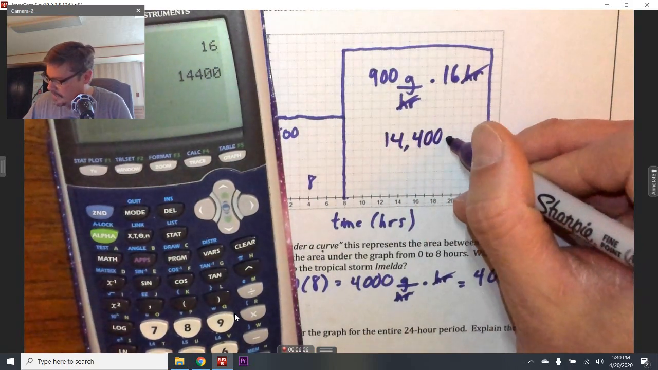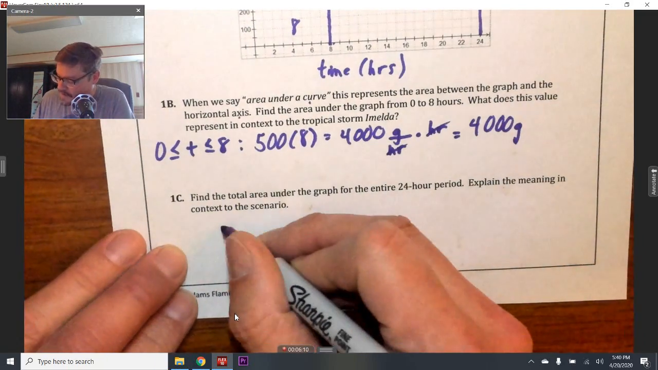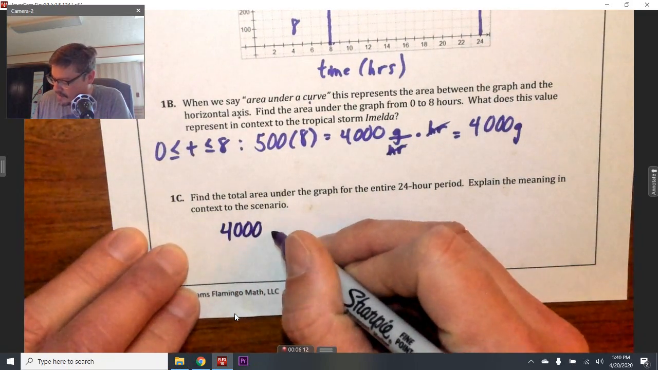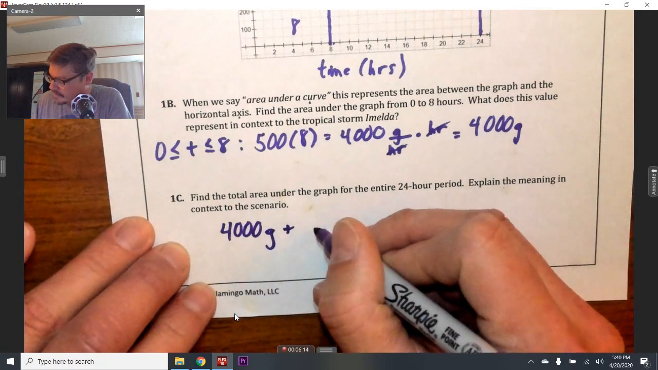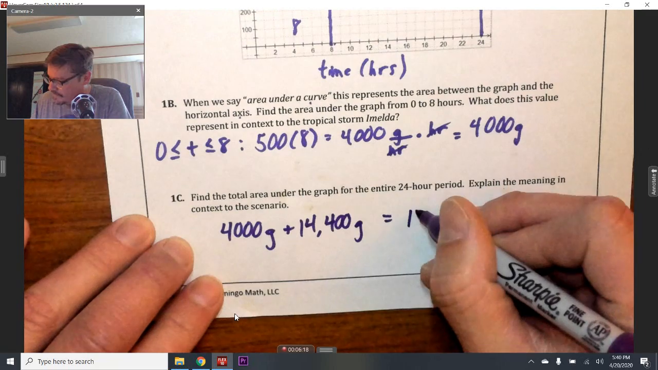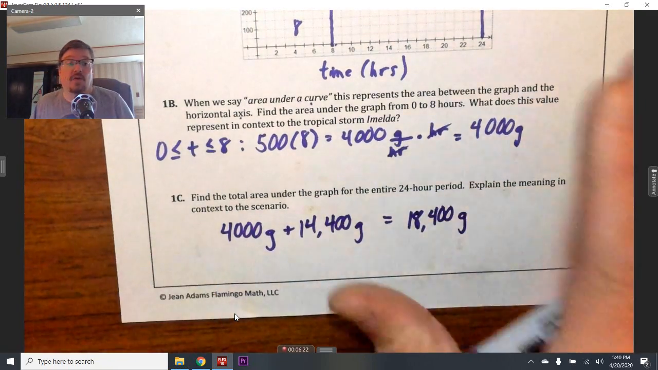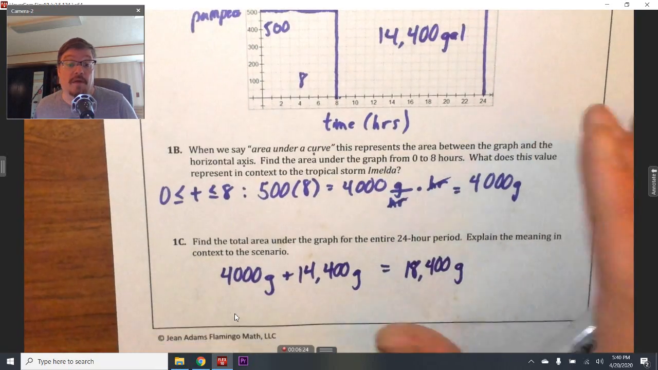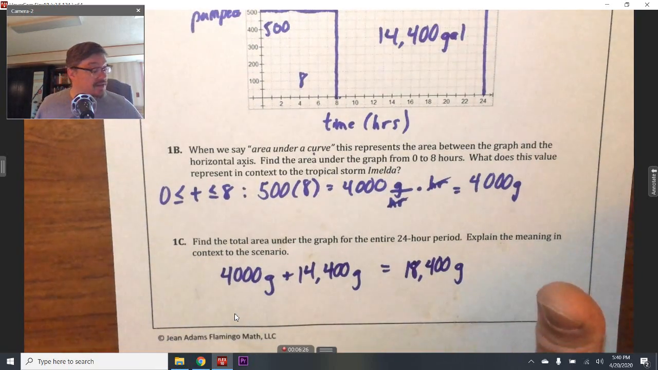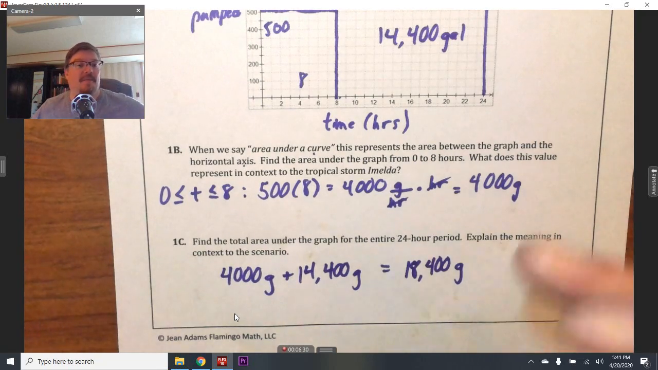14,400 gallons. Okay, so totally we have 4,000 gallons plus 14,400 gallons is going to give us 18,400 gallons were pumped out total over that 24-hour period. Okay, and that's essentially the gist of what this is all about.